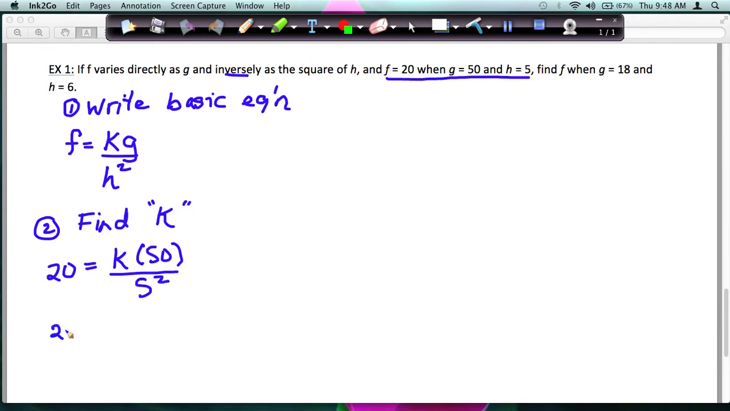I'm then going to simplify: 50 divided by 25 is 2. Divide both sides by 2, and I get k equals 10. So that's my constant of variation based on the information.